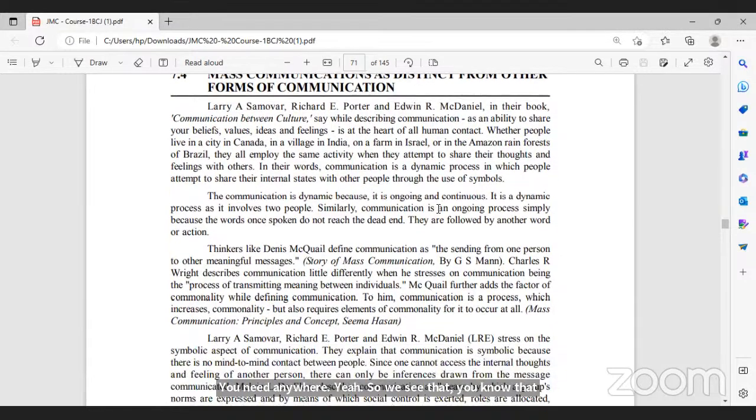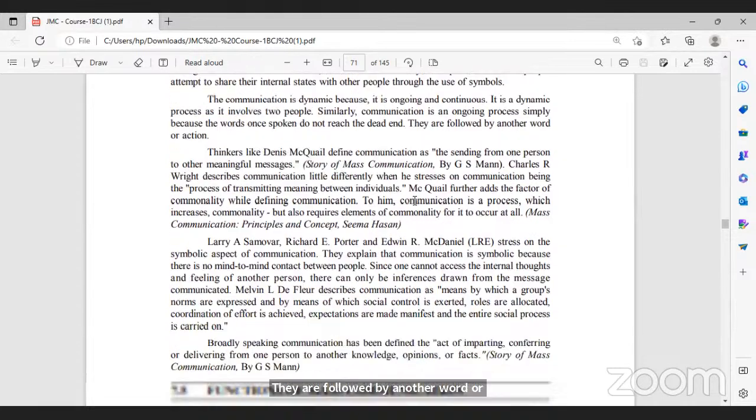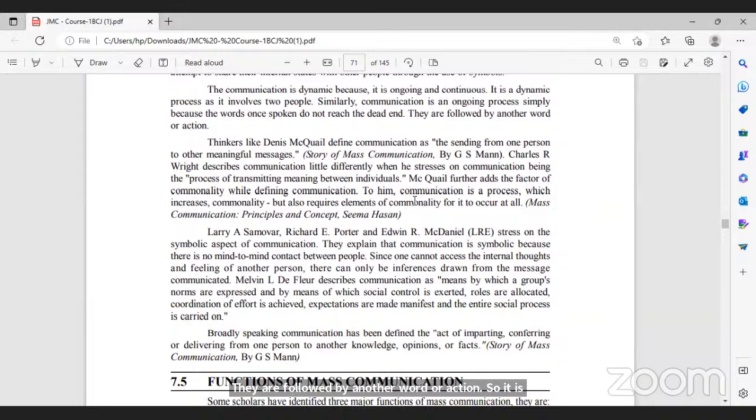So in their words, communication is a dynamic process in which people attempt to share their internal states with other people through the use of symbols. We understand it is dynamic because it is ongoing and continuous. It is a dynamic process in that it involves two people, and similarly communication is ongoing because words once spoken do not reach a dead end. They are followed by another word or action. So it is something in process where there is no end; it will continue.